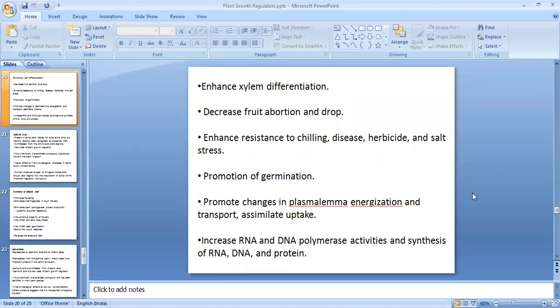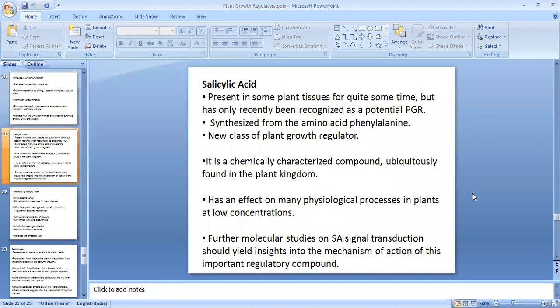It also increases the activities of enzymes like RNA and DNA polymerases and helps in the synthesis of RNA, DNA, and proteins in the plant cells. So that is about the brassinosteroids. And next comes salicylic acid. So you know very well about salicylic acid.